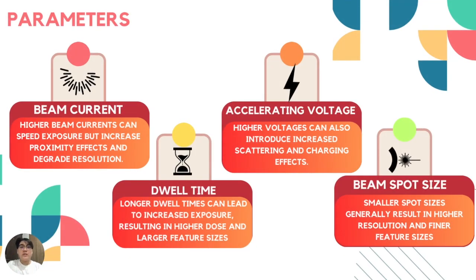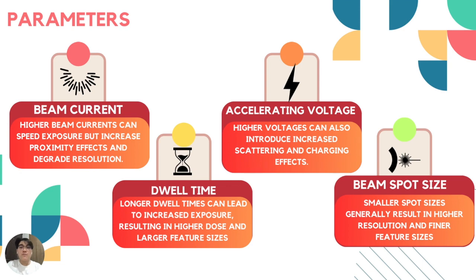Numerous parameters influence the EBL process. To begin with, the beam current is critical, as greater current can speed up exposure but result in increased proximity effect and poorer resolution. Second, the accelerating voltage has an effect on the EBL process, since larger voltage can cause scattering and charging effect, which can have a detrimental impact on the final output.